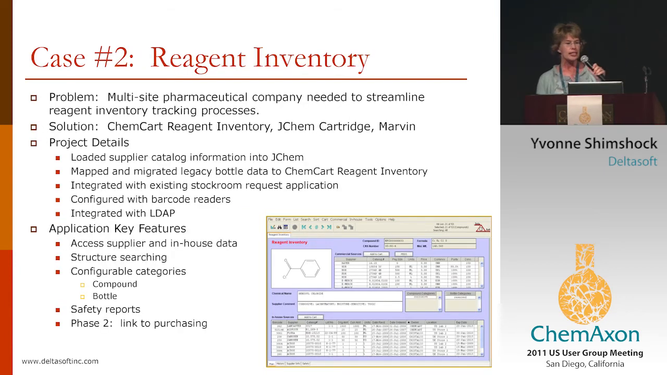In another case, ChemAxon and DeltaSoft worked together to provide a multi-site pharmaceutical company a reagent inventory system in order to streamline their current processes. The solution for this case was the reagent inventory system, the JChem cartridge, and Marvin. For this, we installed the system and the system components at a single site on the East Coast.